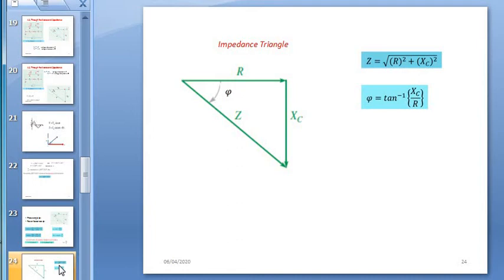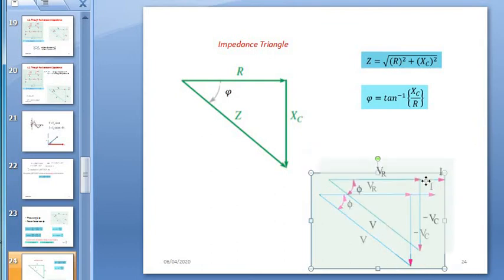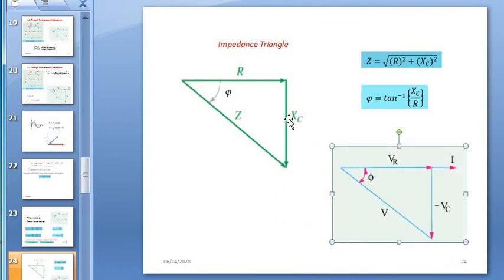Next we have to obtain the impedance triangle. How to obtain the impedance triangle? By dividing the voltage triangle by current. Divide this voltage triangle by current. V upon I will give you the impedance Z. VR upon I will give you the resistance R, and VC upon I will give you the capacitive reactance XC. And when all the three sides of the triangle are showing the opposition to the current parameter, such triangle is called as impedance triangle.